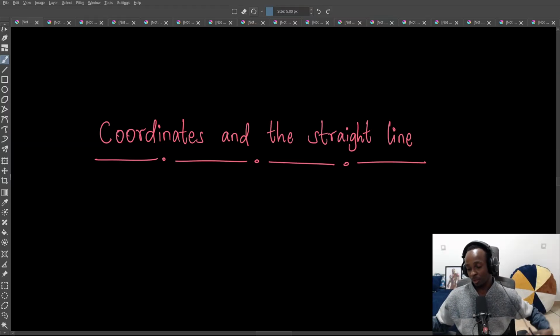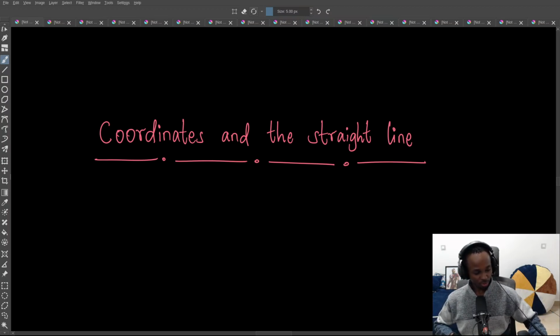So, in this video, we'll talk about coordinates and the straight line. It's like a high school topic, I think. The way I have structured it is we'll first go through the theory. It will be quick, and then we'll implement what we have learned using the C programming language. Yes, not R. Today we are doing C. Okay, so let's get to it.